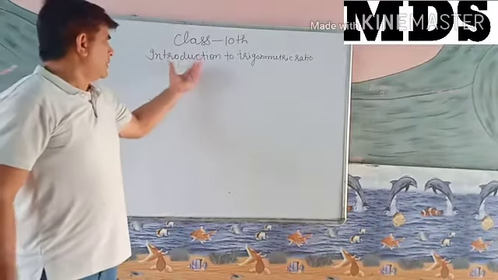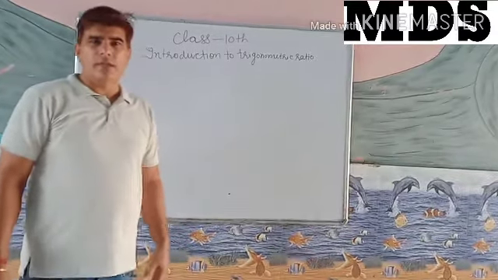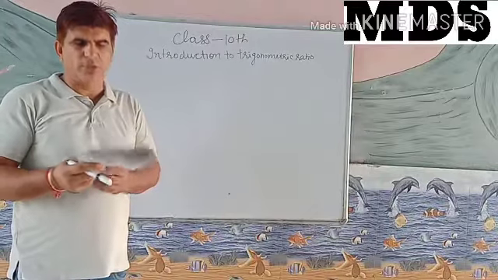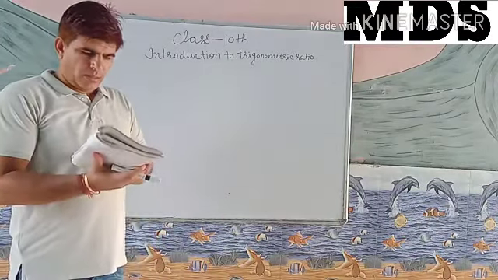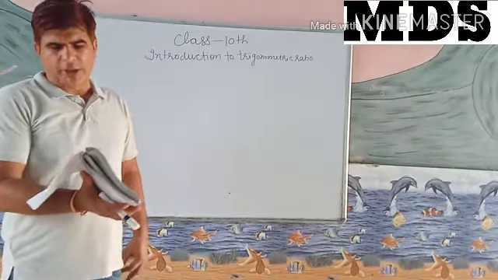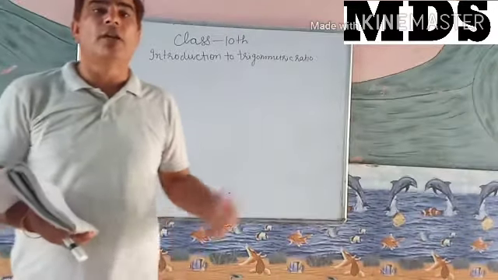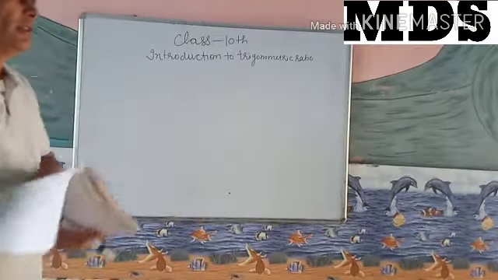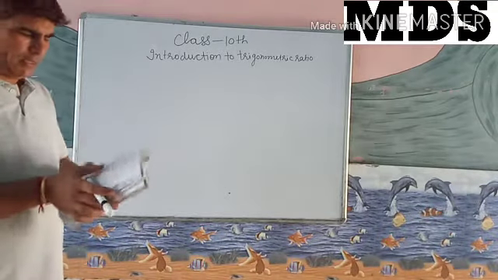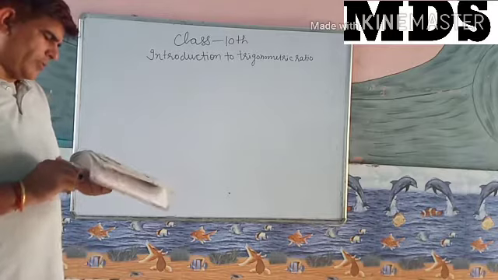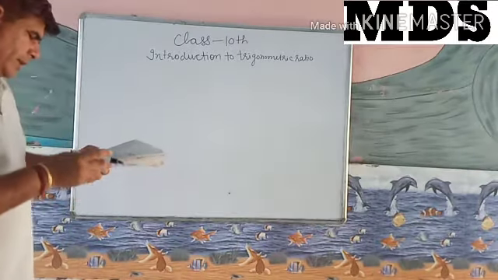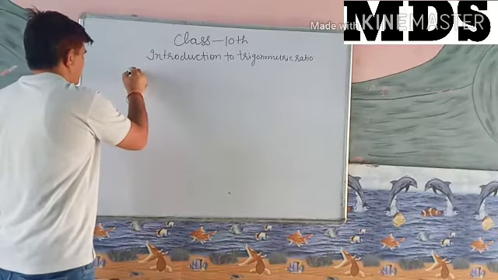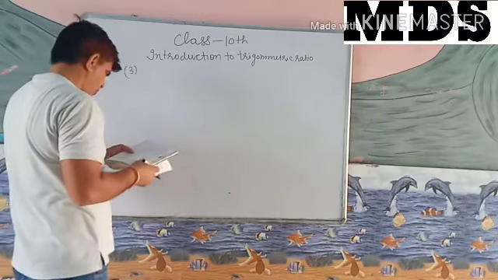Today again we will discuss this 10th class maths topic, introduction to trigonometry. We are doing exercise 8.3. This is related to trigonometric ratio of complementary angle. And what are complementary angles? If the sum of two angles is equal to 90 degrees, then they are said to be complementary angles. Already told in question number 1 and question number 2. Today I will tell you question number 3.